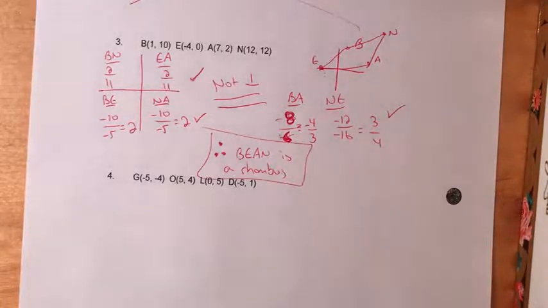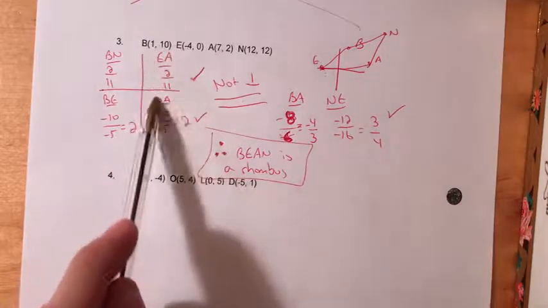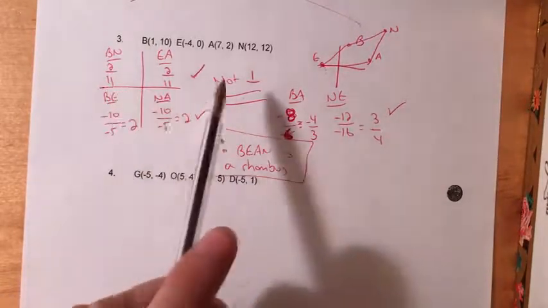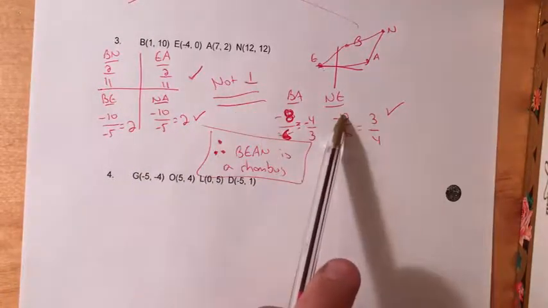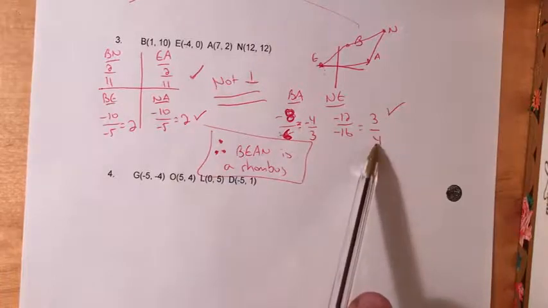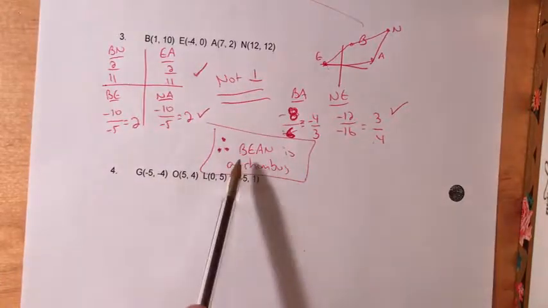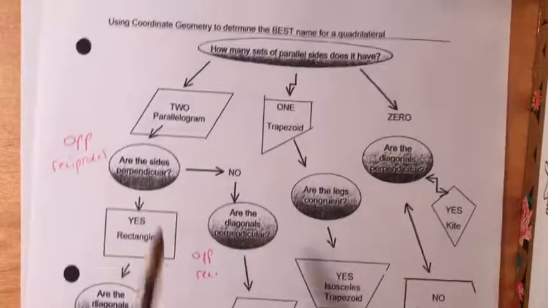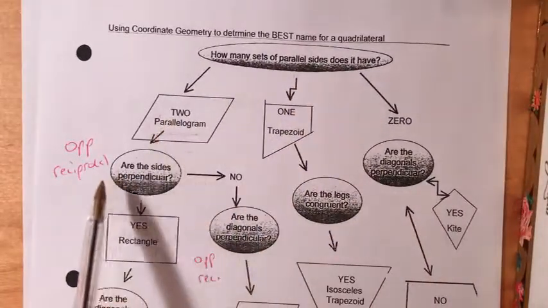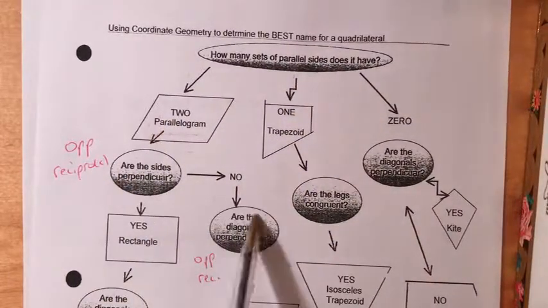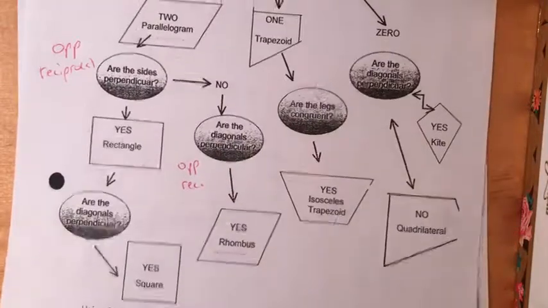And that's it. So same process again. Find your slope for two opposite sets of sides. We answered yes, they were parallel. Then we answered no to the sides being perpendicular, and yes to the diagonals being perpendicular. So yes, no, yes, came out to be a rhombus. And the whole time we followed this flow chart. The sides were not perpendicular, but the diagonals were, so it was a rhombus.